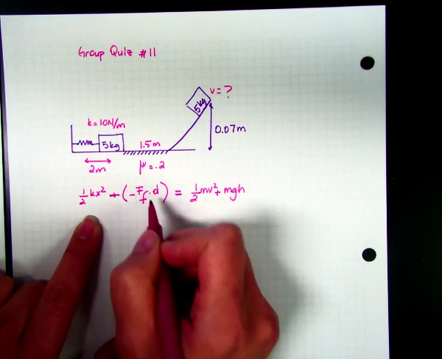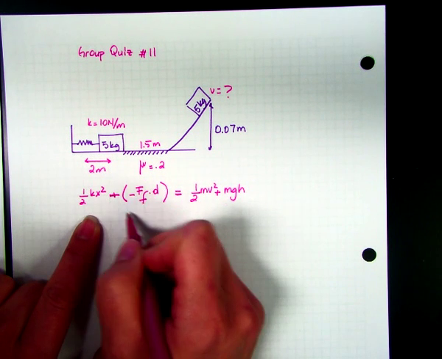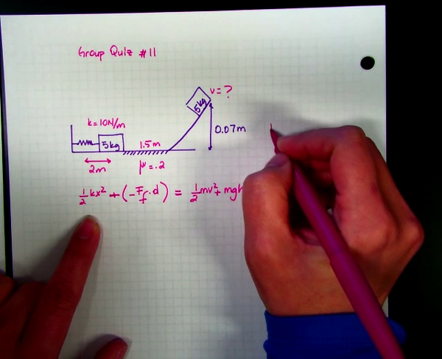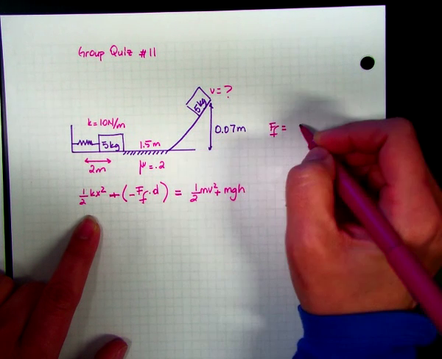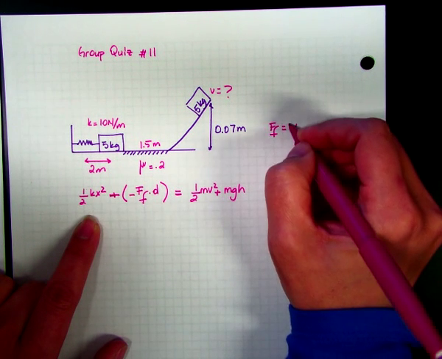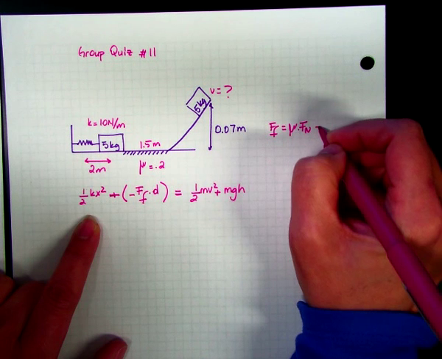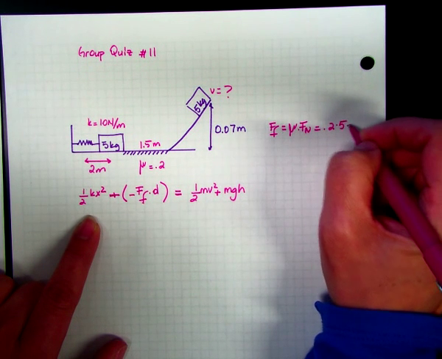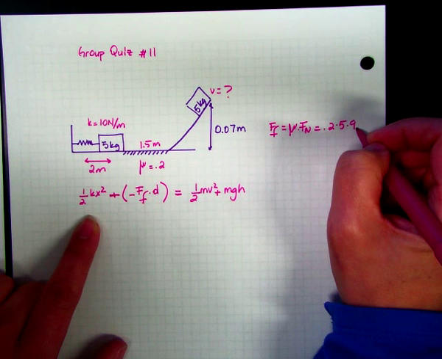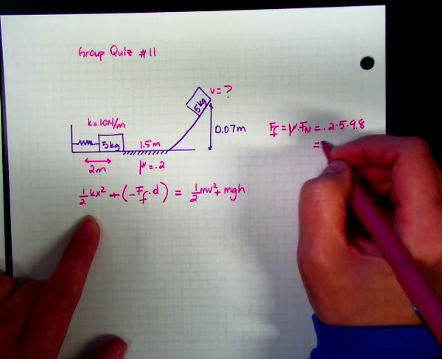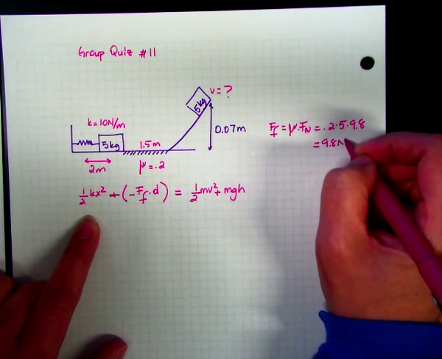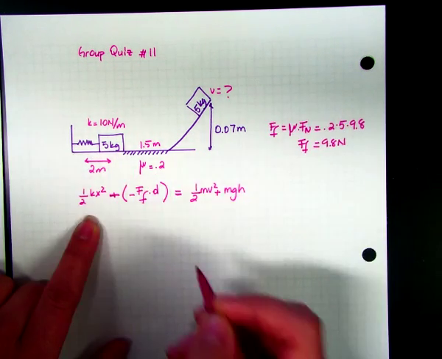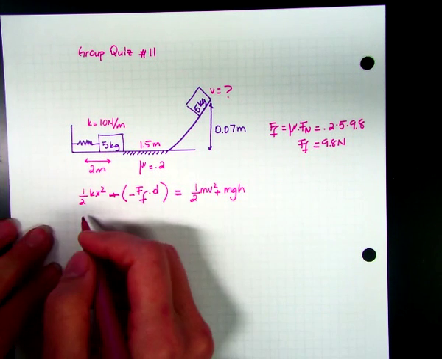So I would like to find out the friction force in a separate place: friction constant times Fn. Our friction constant is 0.2, the mass is 5, and gravity is 9.8, and that would give you 9.8 Newton friction force. Now I'm ready to plug in everything that I know.